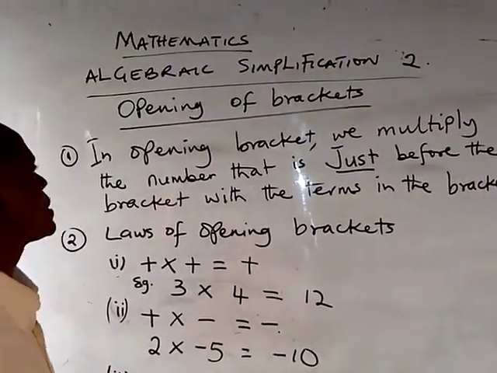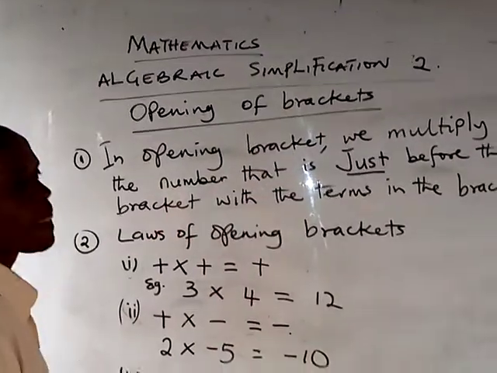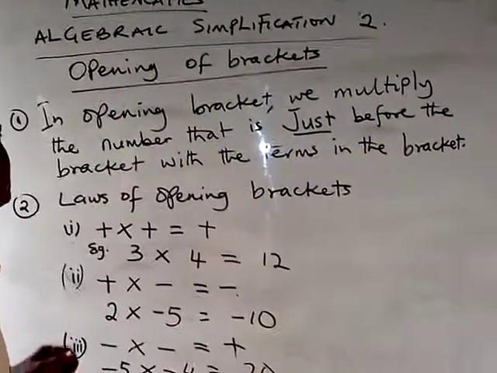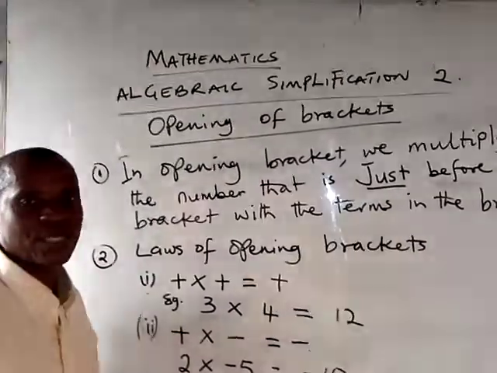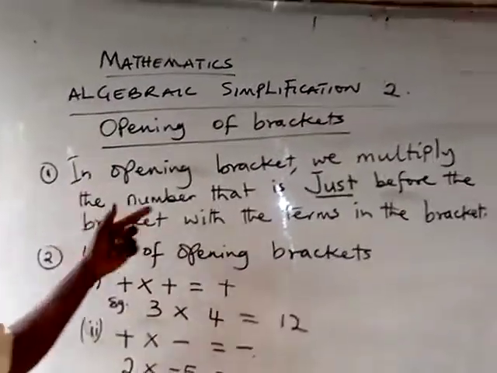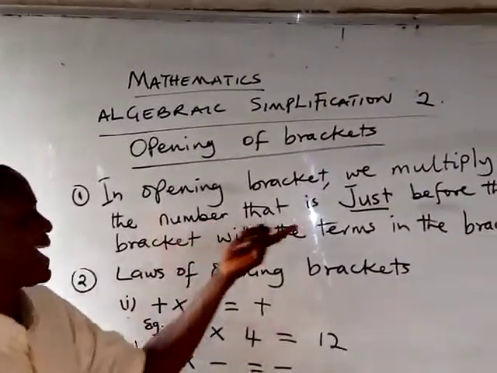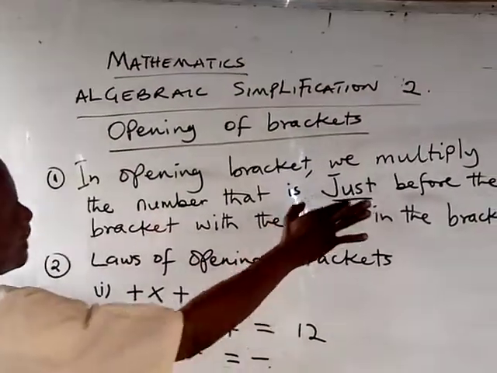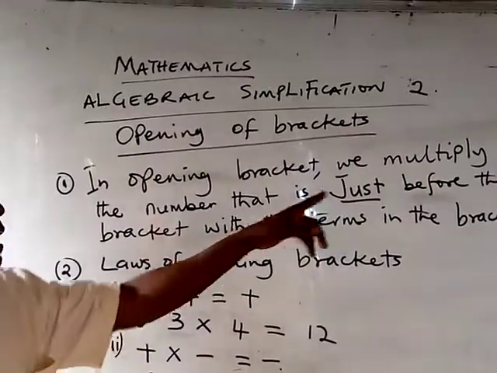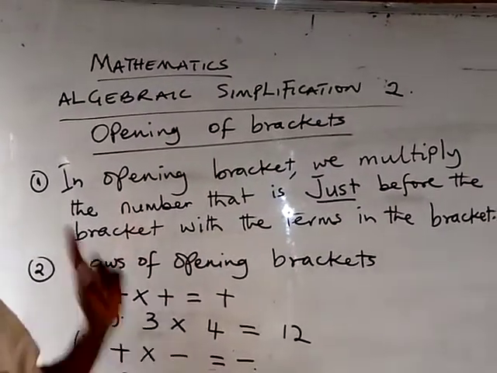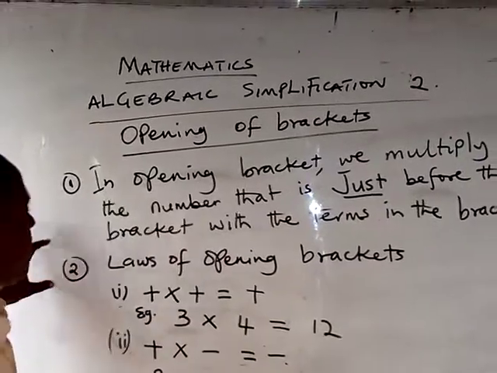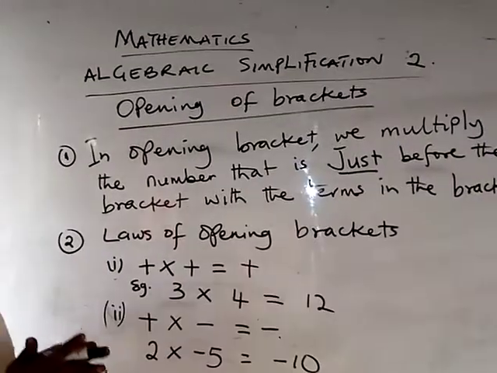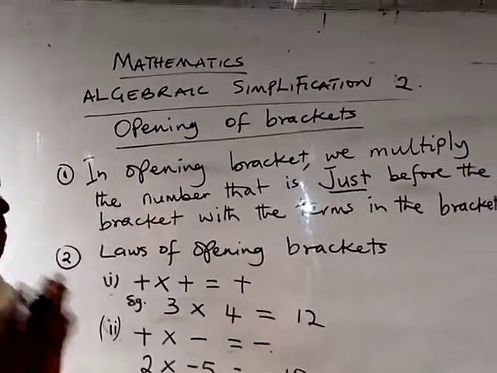Today I'm going to treat algebraic simplification 2, and I'll be treating how to open brackets. Now there are two pieces of information you need to know in opening brackets. One, in opening a bracket we multiply the number that is just before the bracket with the terms in the bracket. I decided to underline the "just" because we are going to see the implication of that "just". Very, very important. Number two, we have laws of opening brackets, and these laws are very, very important.